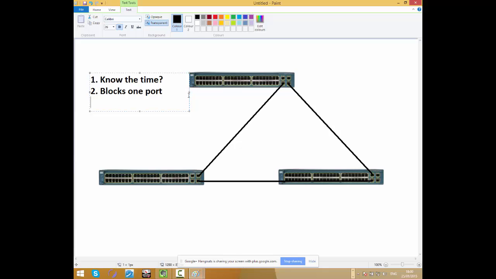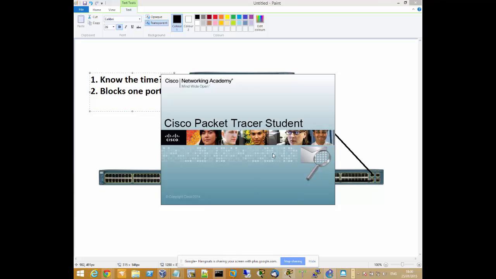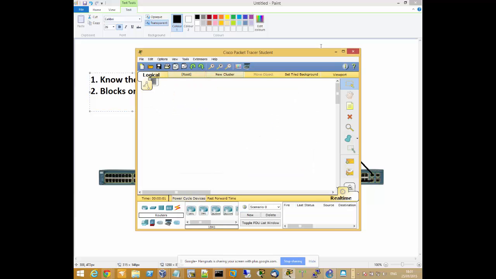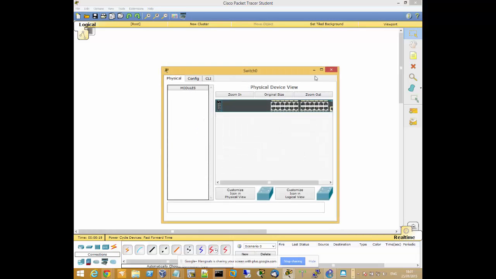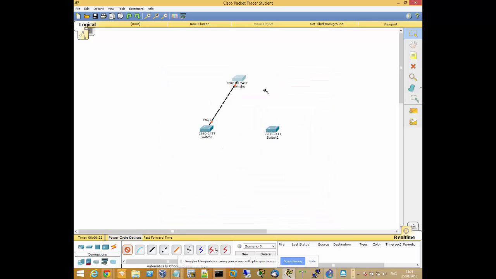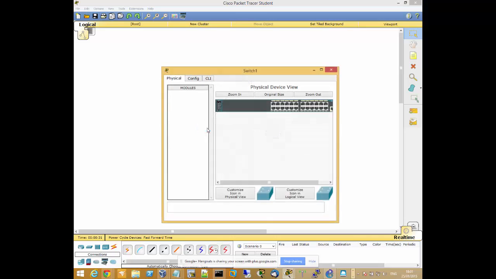Okay, let's do this method. Let's bring up Packet Tracer and have the same scenario that we have here, and let's go through it together. That will help us to be clear. We have Packet Tracer here. We have switch zero, switch one and switch two. And then let's connect them to one another. This one is connected to this one, and this one is connected to this one. So this is the same scenario that we have in the diagram, or a similar scenario.